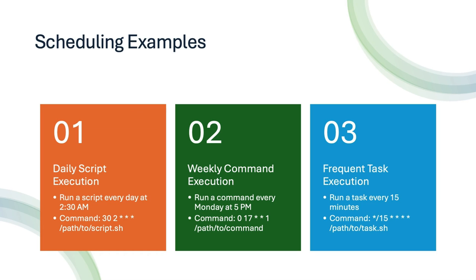Here's some examples of cron job schedules. You can run a script daily at 2:30 a.m., execute a command every Monday at 5 p.m., or run a task every 15 minutes.